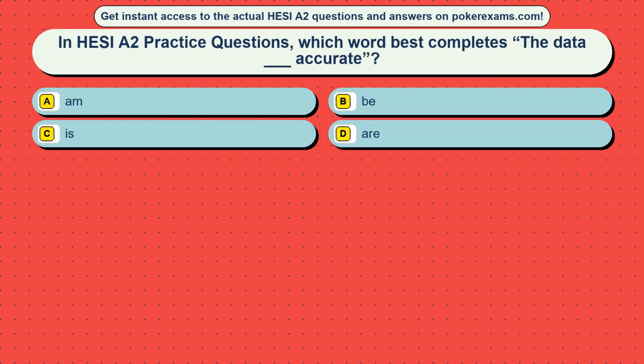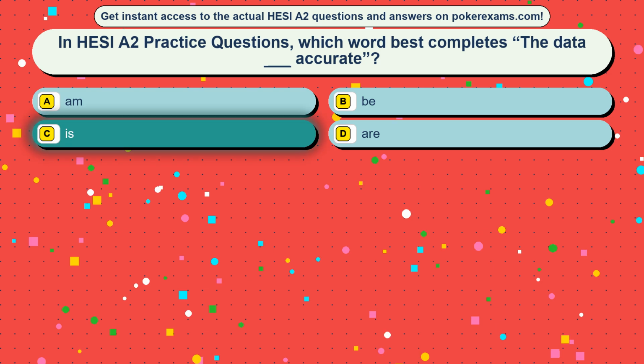Question 23. In HESI A2 practice questions, which word best completes the data blank accurate? Option A, them. Option B, be. Option C, is. Option D, are. The correct answer is option C, is.